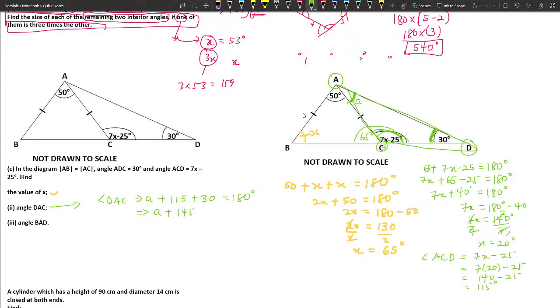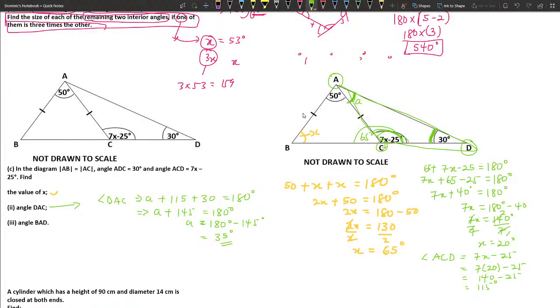145 equals 180 degrees. So A should be equal to 180 minus 145 degrees. Okay, so let's see. This should give us 35, right? So A is equal to 35 degrees. Fantastic. Elom, yeah, you got that correct, 35. So A is equal to 35 degrees.